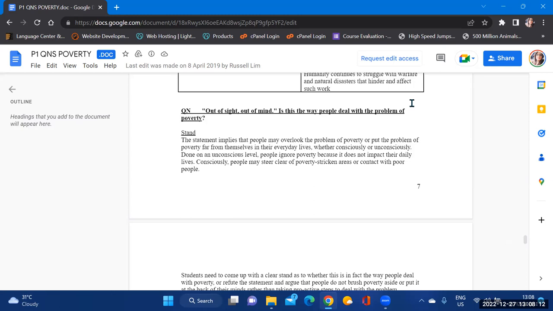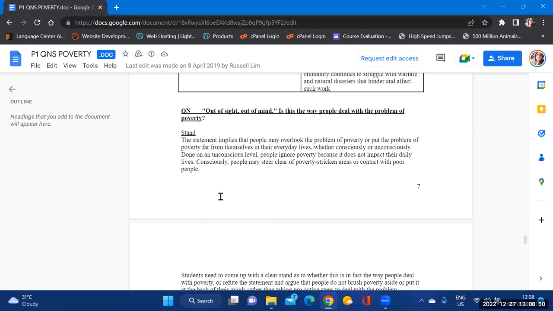Okay, moving on to the next topic: out of sight, out of mind. Is this the way people deal with the problem of poverty? Stance. The statement implies that people may overlook the problem of poverty or put the problem of poverty far from themselves in a detached, objective manner in their everyday lives. They may look at it clinically, whether consciously or unconsciously. Done on an unconscious level, people ignore poverty because it does not impact their daily life.